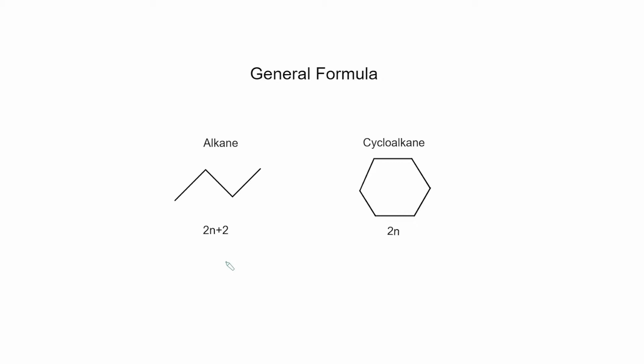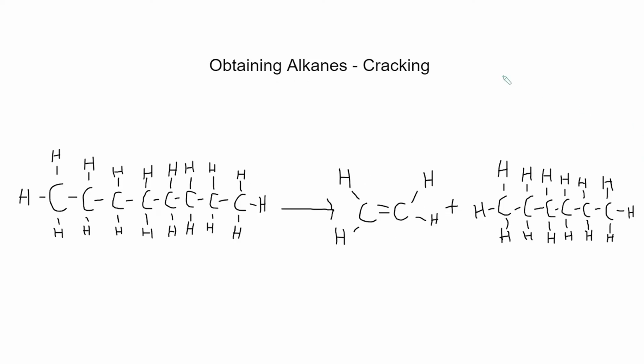Great question, discerning and insightful viewer. There are 3 ways you need to know about. The first way is cracking. Cracking is when we break longer chains of hydrocarbons into shorter ones. Why? Because longer chain hydrocarbons have much higher boiling points and take far greater effort for us to combust. They aren't nearly as useful as shorter chain hydrocarbons as a result.